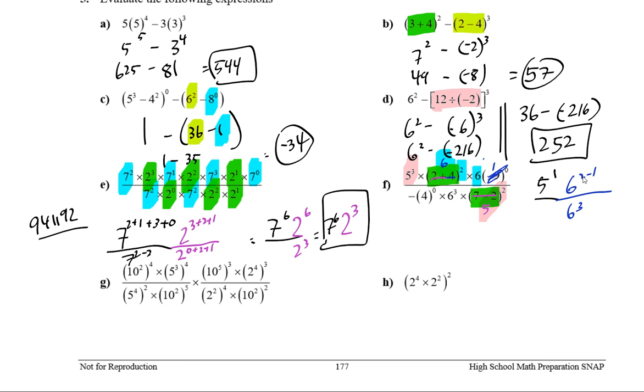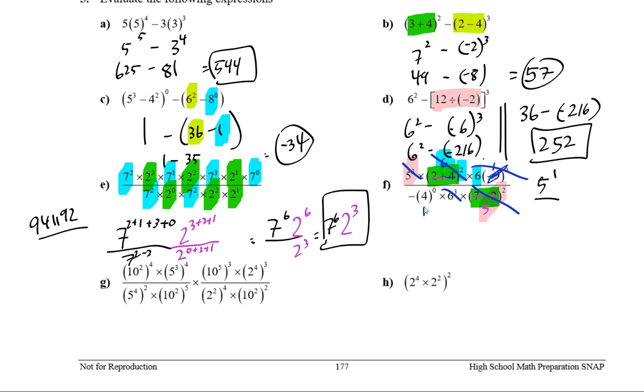So on the top, 2 plus 1 is 3. And 6 cubed over 6 cubed, well, that cancels out entirely, doesn't it? So all the 6s are gone. We're done with the 6s, we're done with the 5s as well. And all that's left is this little negative 4 to the 0 on the bottom.